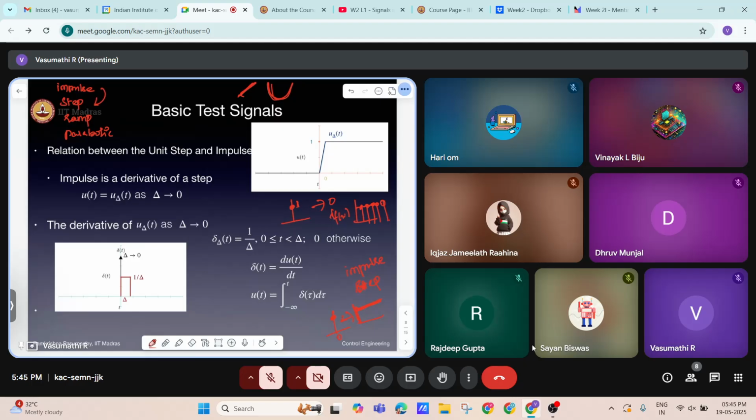So this is integration, integration, integration. And let's see this: differentiation, differentiation and differentiation. Right? So when you integrate an impulse, you will get step, ramp, parabola. When you go for differentiation, you would get the opposite signals. So this is the basic relationship between your test signals.